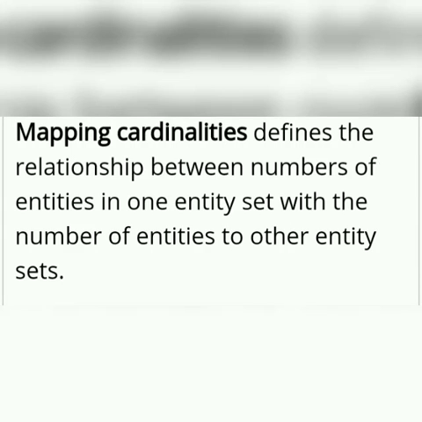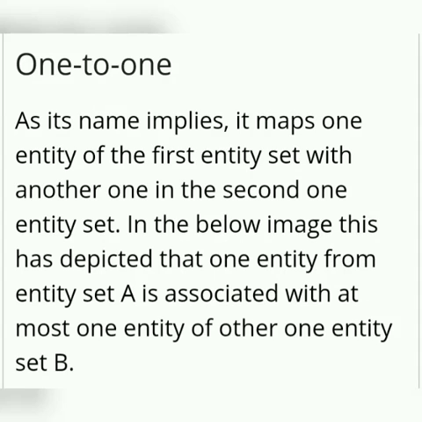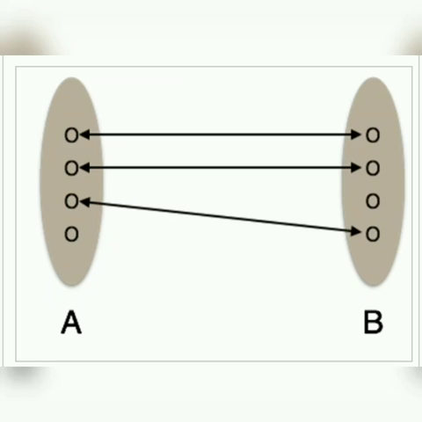First we will see about what is mapping cardinalities. Mapping cardinalities define the relationship between the number of entities in one entity set with the number of entities in another entity set. It is nothing but the relationship between one to many. Like that, among the types it will vary. So for one to one, as its name implies, it maps one entity of the first entity set with another one in the second entity set. In the below image, this depicts that one entity from entity set A is associated with at most one entity of entity set B. So here in this picture we can understand it clearly.